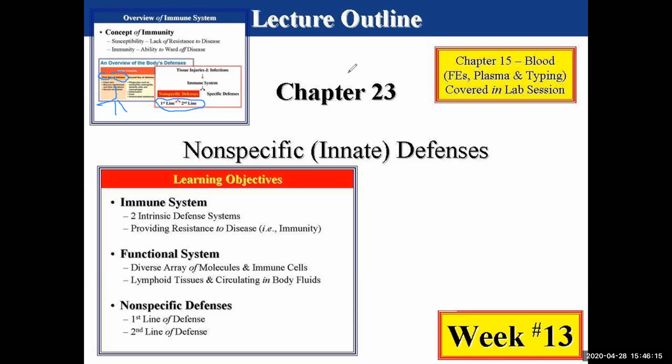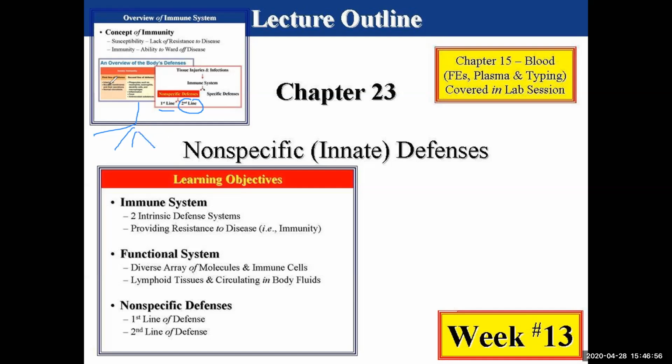And then, besides the first line of defense, the non-specific defense also has the second line of defense. The second line of defense comes in when the first line of defense has been breached. For example, if you have your skin cut open or your mucous membrane torn, then the second line of defense comes in. And the second line of defense has four components.